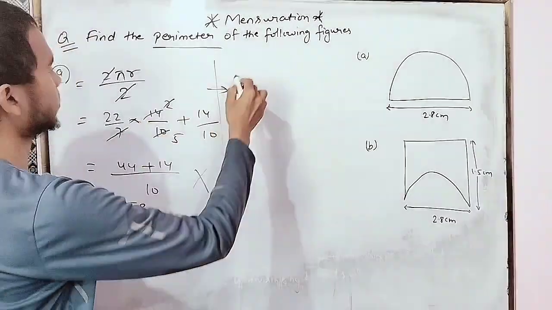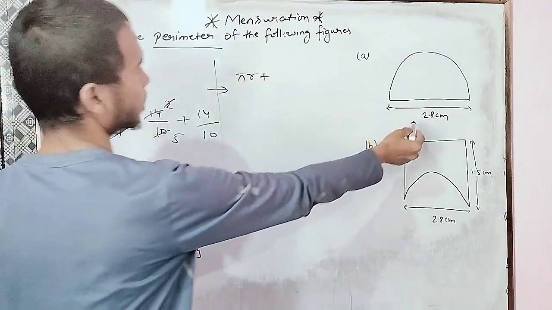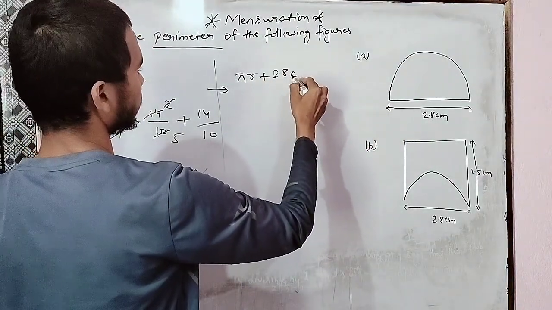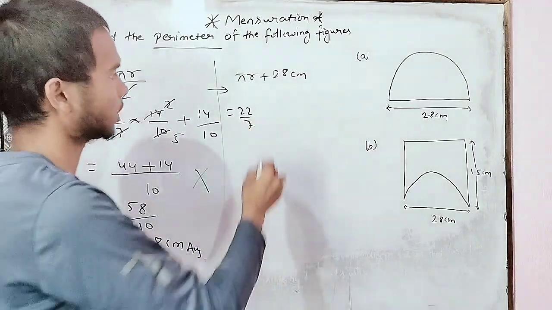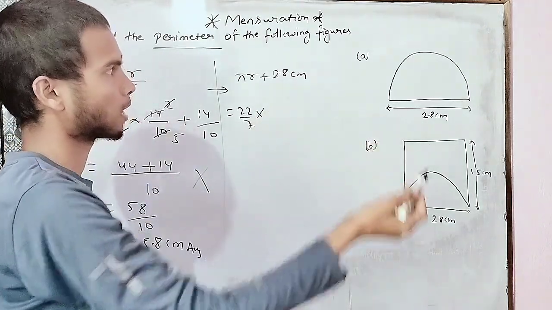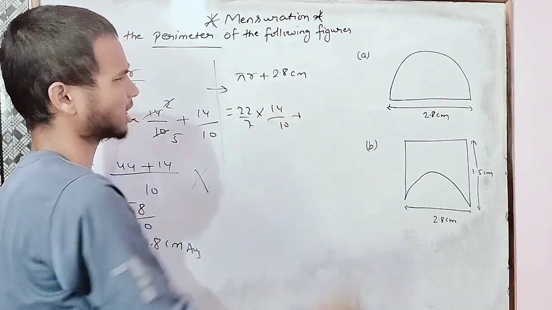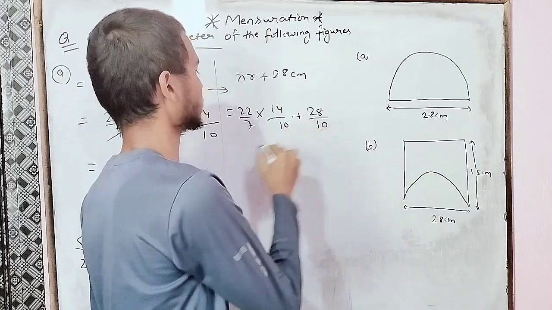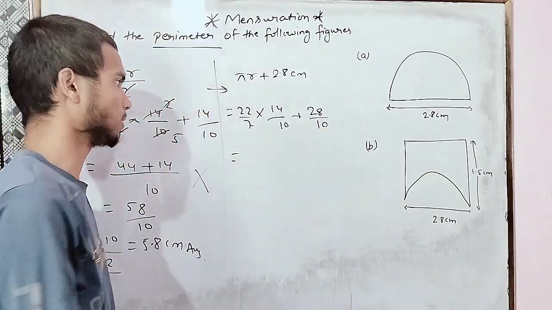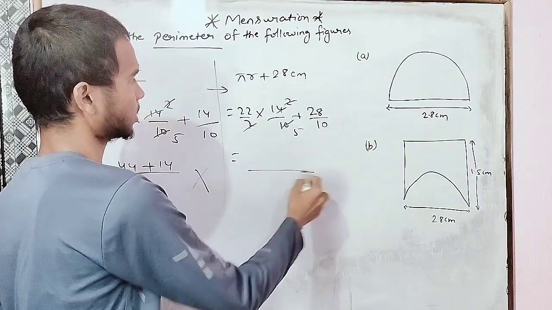Our formula will be pi r plus 2.8. Pi means 22 by 7, and r is 14 by 10, then plus 28 by 10. That's it. Now we will simplify it, cancelling 7 with 14 and 2 with 10.